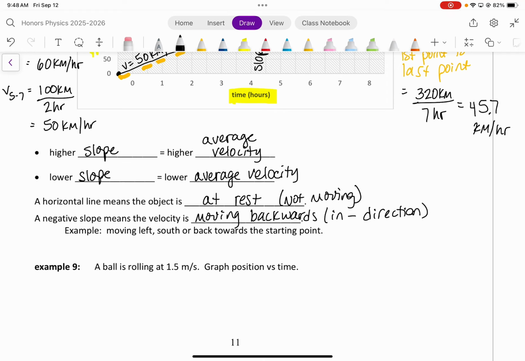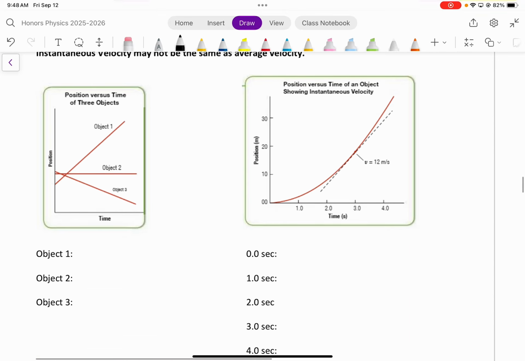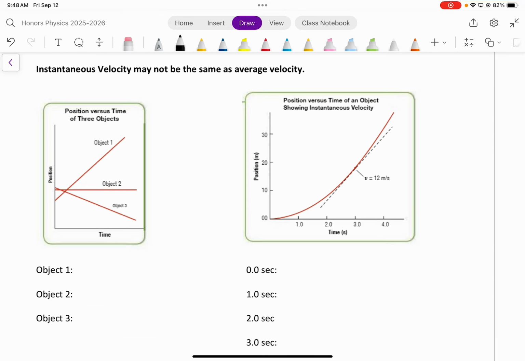All right, we good? We're going to skip on to page 12 and look at a couple of things real quick. And we're going to look at a couple of examples here. So at the top of page 12, you have position versus time of 3 objects. We have object 1, object 2, and object 3. So what can we say about the motion of object 1? And I'm looking at the graph on the left. What can I say there?